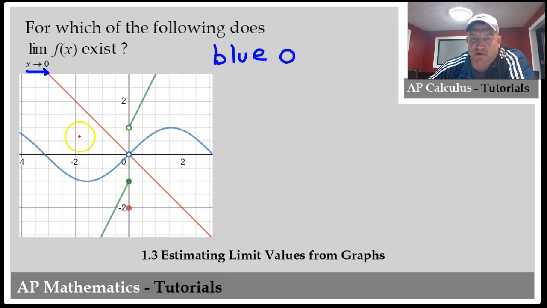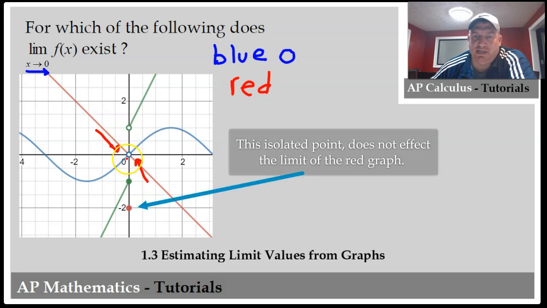Now let's look at the red graph. The red graph, similarly, as our values of x approach 0 from the left and 0 from the right, our graph comes down to the origin from both sides. So again, it looks like the red graph also, the limit exists, and it is also 0.